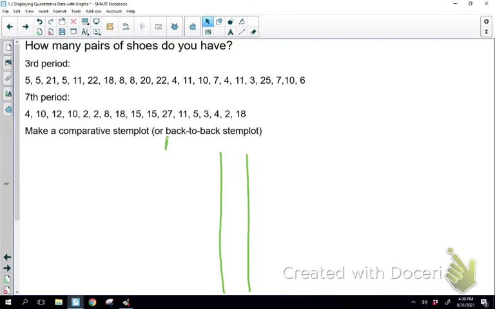And I'm going to title this AP Statistics. Pairs, or let's say number of shoes. I'm going to graph the third period pairs of shoes on the left and seventh period on the right.